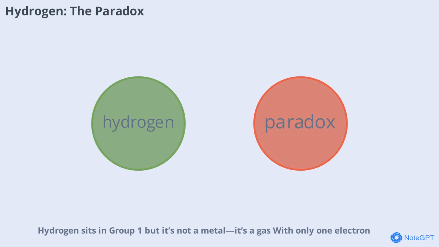Hydrogen sits in Group 1, but it's not a metal, it's a gas. With only one electron, hydrogen can lose it like a metal or gain one like a nonmetal. This unique ability allows hydrogen to play both sides, making it one of the most versatile and important elements in the universe.